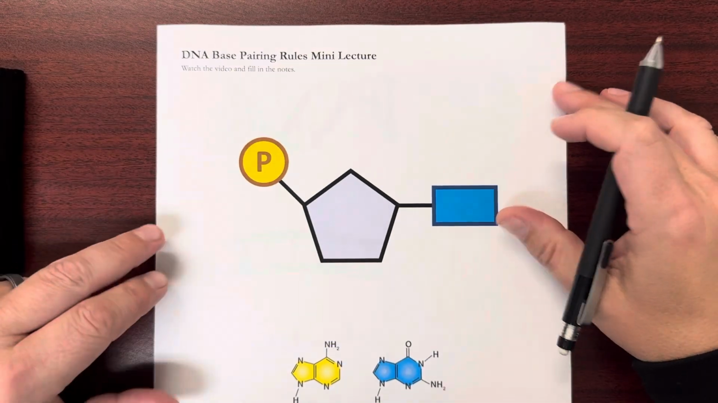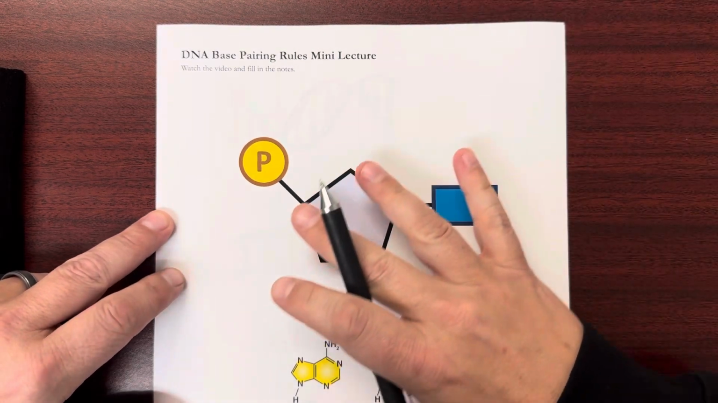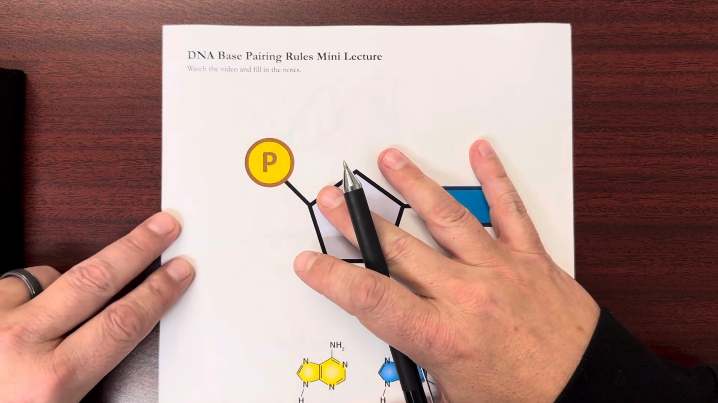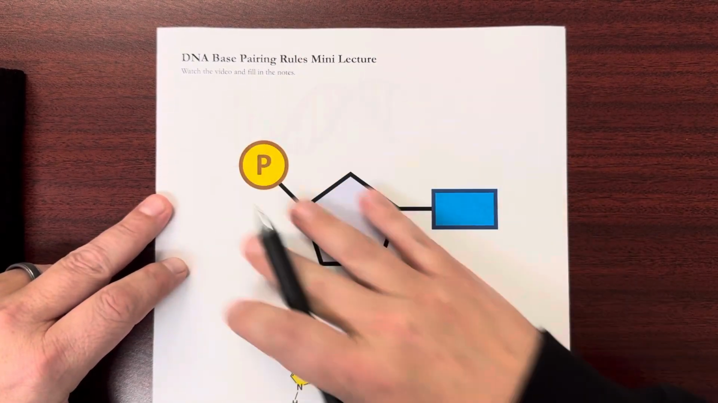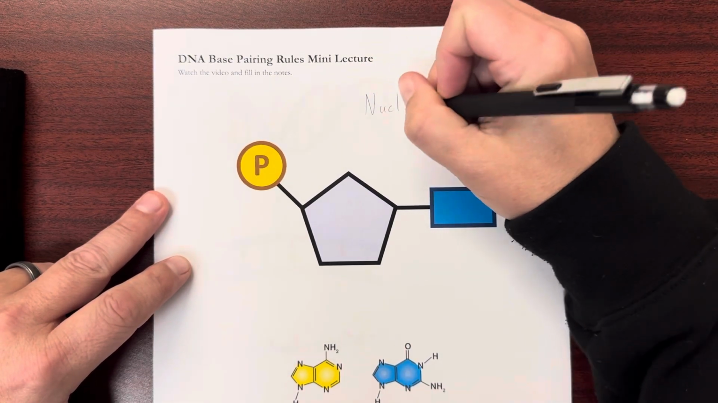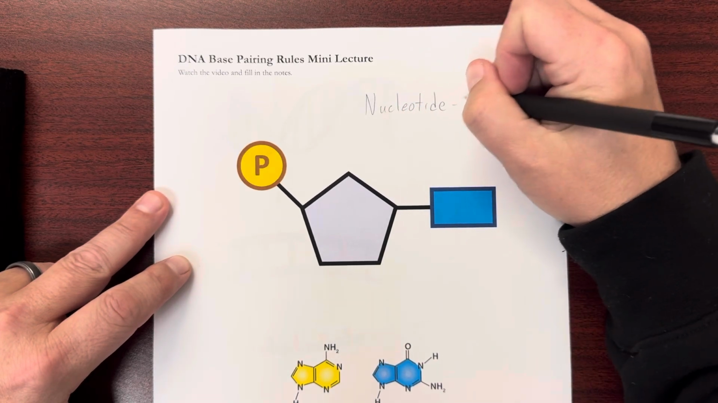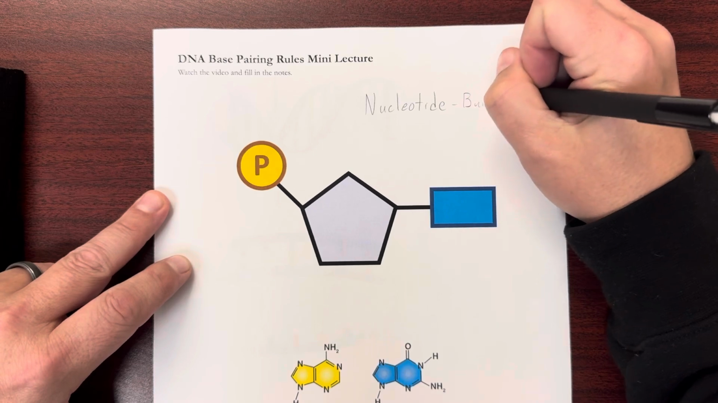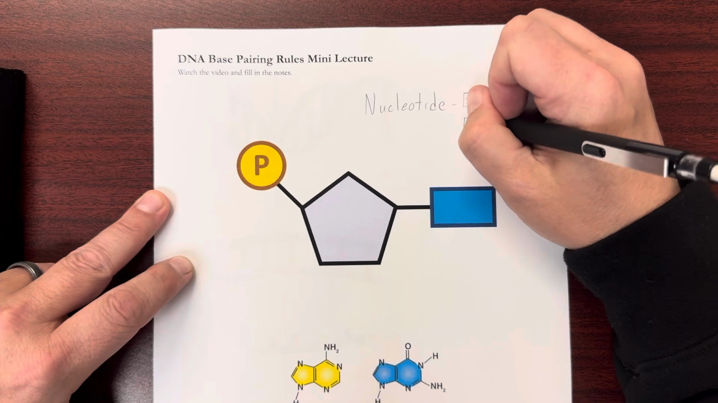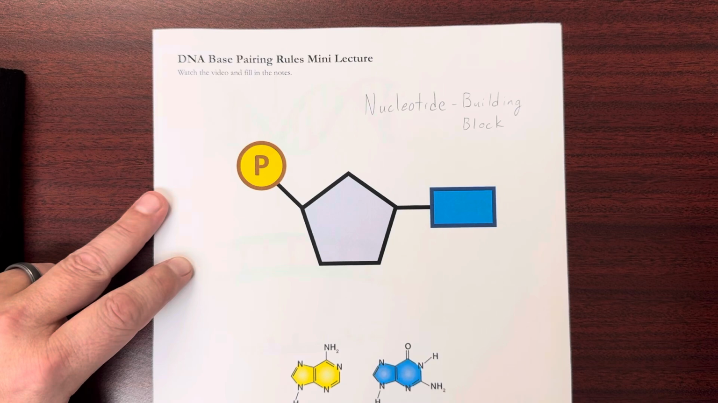Hello, today I'm going to go over DNA base pairing rules mini lecture, and we're going to go over the structure of DNA and how it fits together, starting with the smaller pieces. So this first image here, this is a nucleotide, and this is a building block for DNA. If DNA is like a Lego house, this would be the Lego pieces that put together that house.